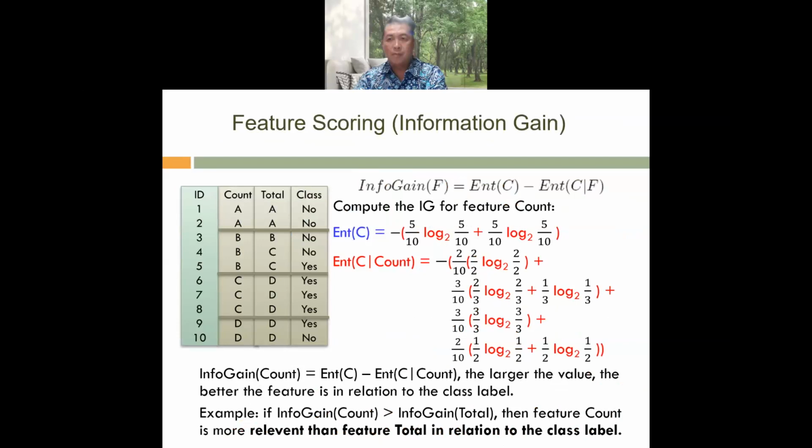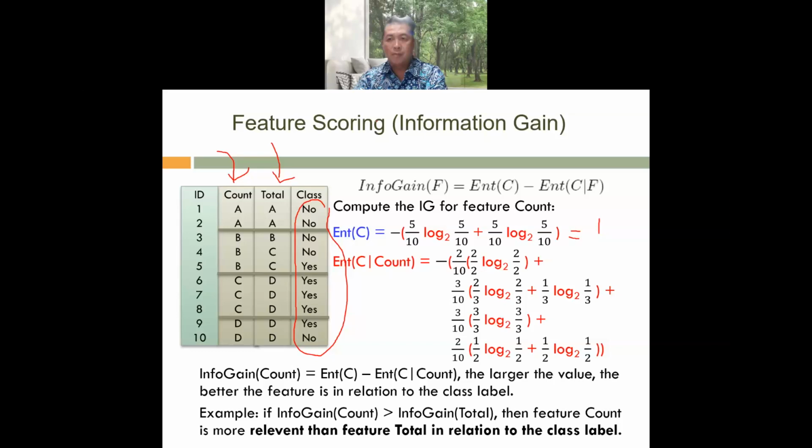Okay, this is another example. For example, we could use the count here or the total here to split your data. Before we split the data, your entropy will be this one. So basically, we have 5 over 5. So this value is 1. Remember that if we have 50% belonging to one class and 50% belonging to the other class, the value is 1.